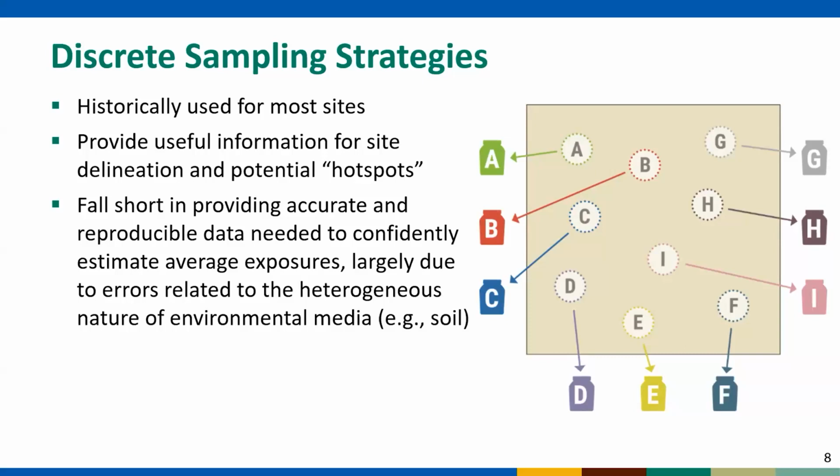These types of discrete sampling methods can provide useful information to support site delineation and identify hotspots. However, they fall short sometimes when it comes to providing accurate and reproducible data needed to confidently estimate average exposures, or EPCs, across a given area. This is largely due to errors that arise because of the heterogeneous nature of environmental media such as soil.